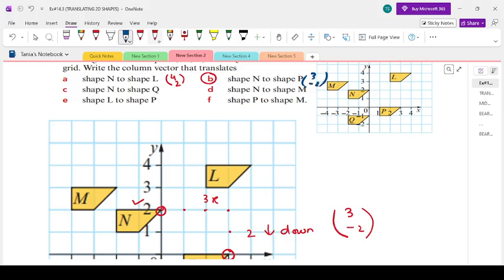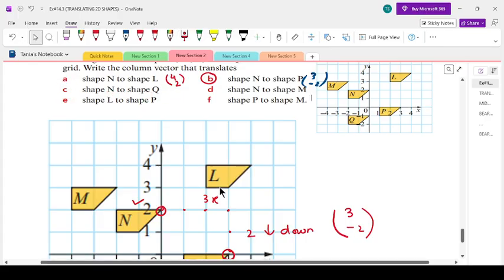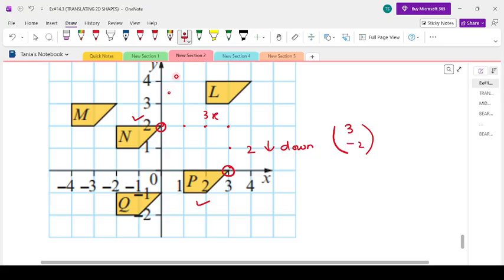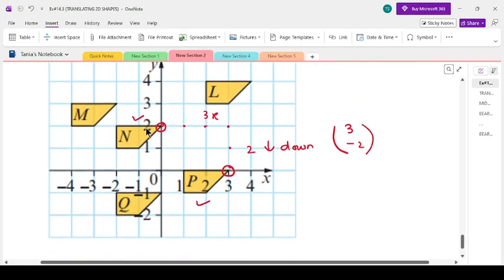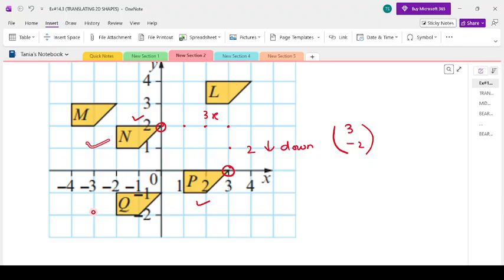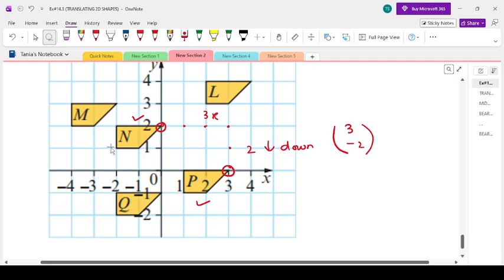Then we have C part. In the C part, they are asking shape N to shape Q. So where is shape N? Shape N is still there and they are asking for the translation to Q. So this is N and this is Q and we need to just find the column vector N to Q. Again we have to remove all the working. So this is N.